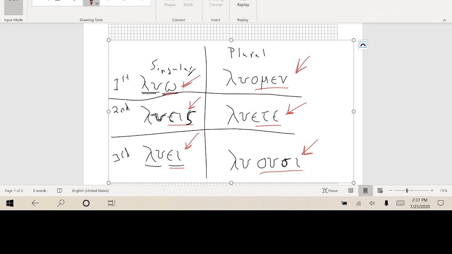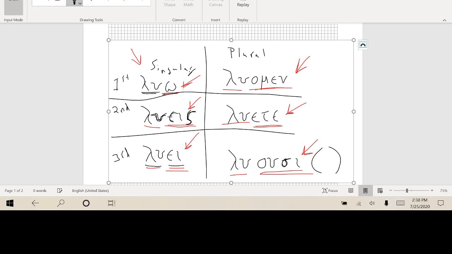Okay? So we'll go over this. I'm going to start right here with the luo and work our way down. We're going to say it together. Luo, lueis, luei, luomen, luete, luousi. Now, something you have to know, this is for you advanced learners.